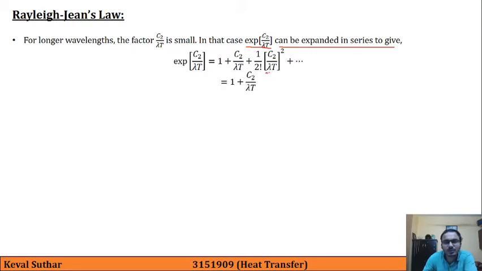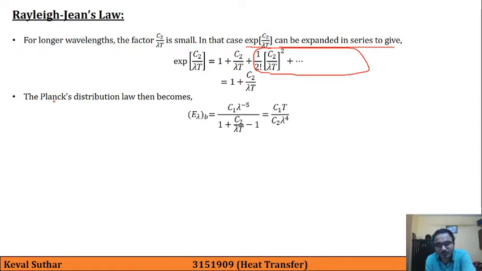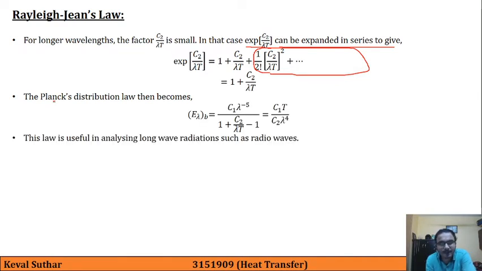So we are not going to count these terms, because these are already very small values, and again they have powers of 2, 3 and 4 and so on. So the remaining terms can be neglected. So we are left with 1 plus C2 upon lambda T. So now the Planck's distribution law becomes in this way, and this is the Rayleigh-Jeans law, and this is useful in analyzing long wave radiation such as radio waves.